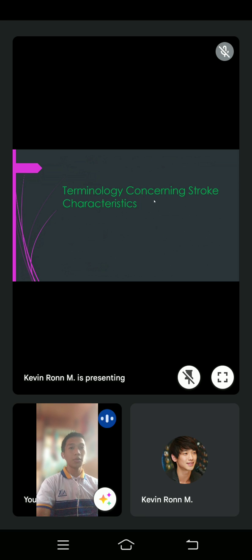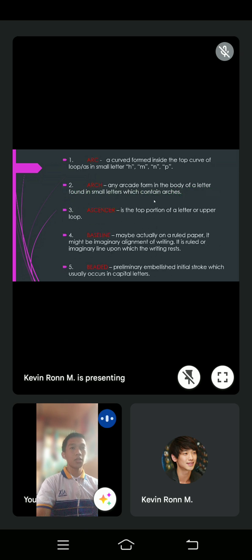My report is about terminology concerning stroke characteristics. First is arc. An arc is a curved form inside the top curve of a loop, as in the small letters h, m, n, and p. Number 2 is arch. Any arcade form in the body of a letter, found in small letters which contain arches. So that is arches.